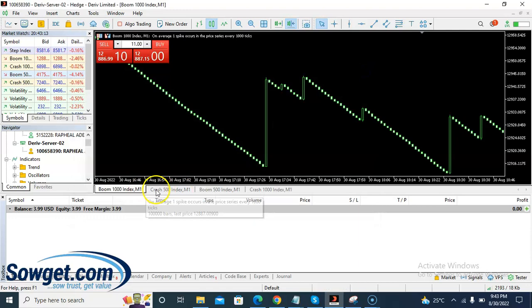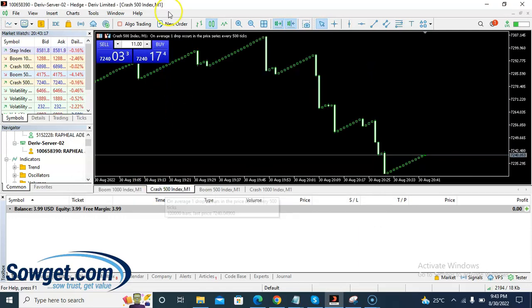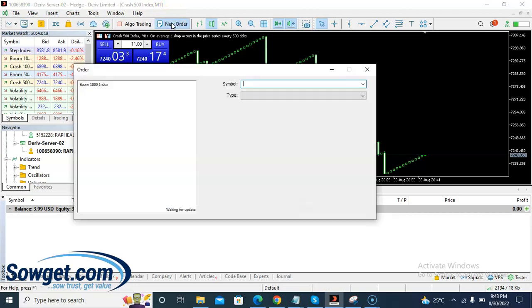But if you try other indices like the cash 500, we can try if 0.2 will go.